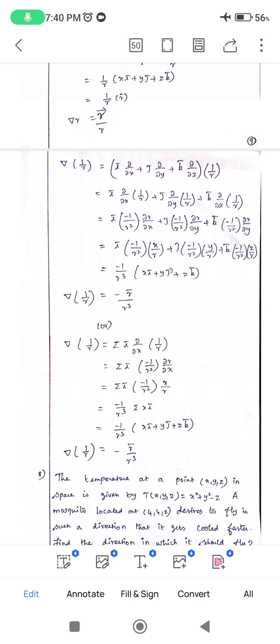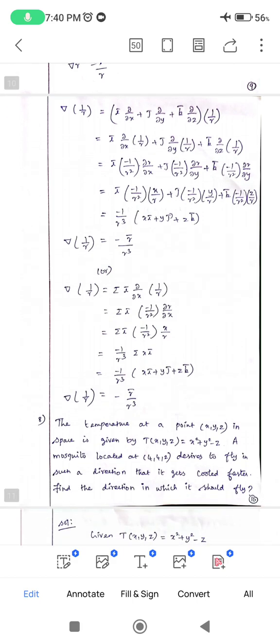So we get i vector into minus 1 by r square into x by r plus j vector into minus 1 by r square into y by r plus k vector into minus 1 by r square into z by r. So minus 1 by r cube is common, take it outside, and the remaining terms are x i vector plus y j vector plus z k vector. It can be written as r vector. So minus r vector by r cube.